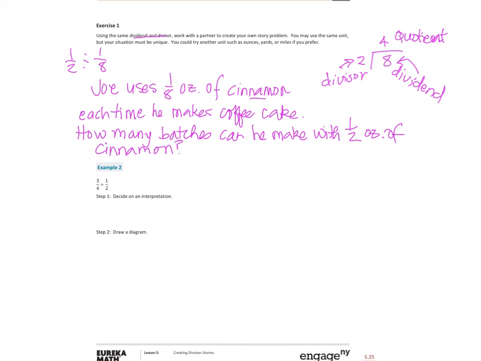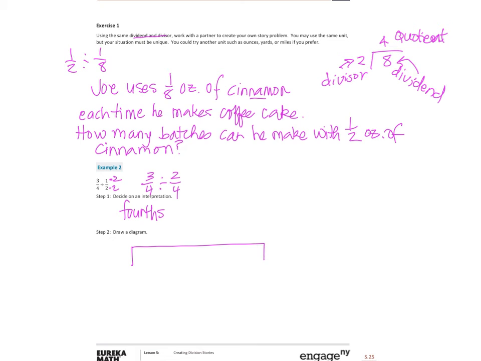Okay, let's look at example 2. 3/4 divided by 1/2, and I notice I don't have a common denominator, so I'm thinking that I want to multiply that by 2 and that by 2. So I'm going to get 3/4 divided by 2/4. In the first thing it says decide on an interpretation. So what are we measuring? And I'm looking at the divisor of the half. I'm still going to make it into fourths. So I'm converting.